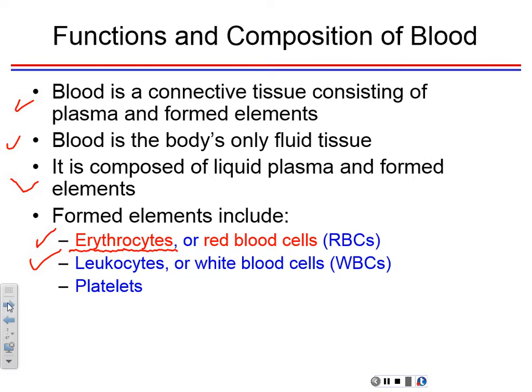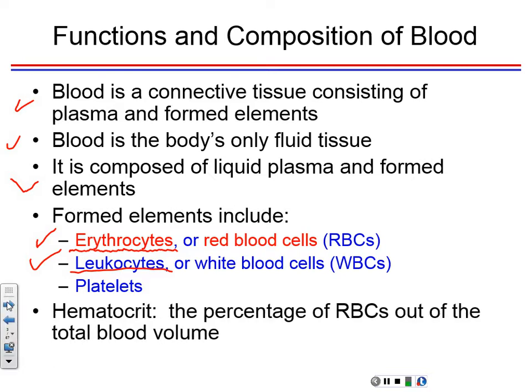Those happen to be the agranulocytes. They don't have granules inside the cytoplasm. And we'll talk about that, because sometimes people ask, what's the difference between a leukocyte and a lymphocyte? A lymphocyte is a type of leukocyte. And then of course platelets, which are not cells. They're just portions of cells.